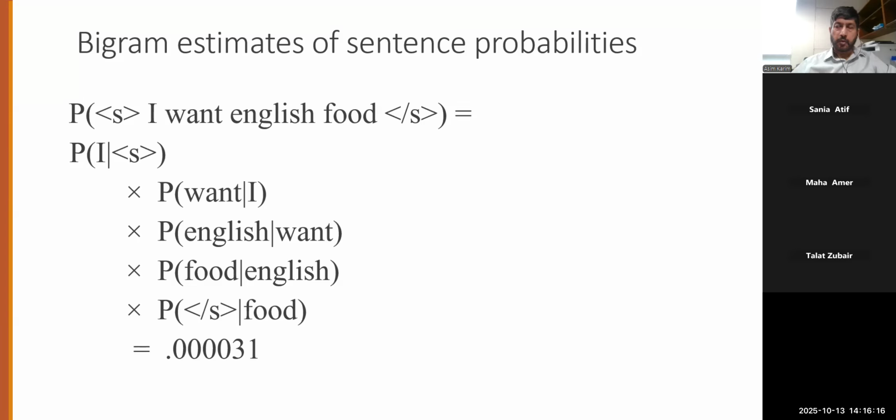So if I want to find the probability of this sentence, the probability of I want English food, we also start with the starting token and end with the ending token, just to denote that this is a complete sentence. We will compute this probability by multiplying the probabilities of all the bigrams plus the unigram at the start of the sentence, which is the starting token.